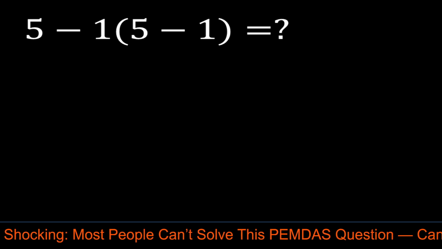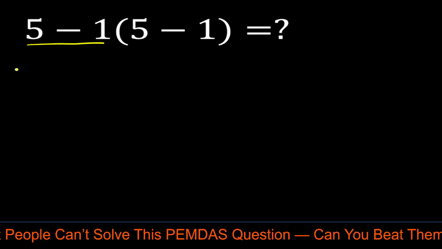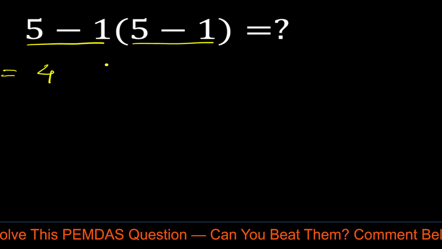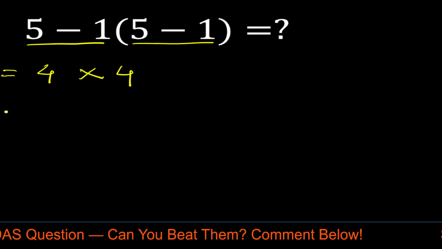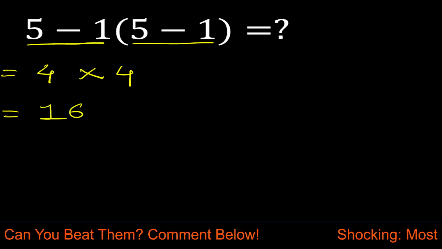So most people solve this question like 5 minus 1. So 5 minus 1 is equal to 4, right? Then again 5 minus 1. So 5 minus 1 is also equal to 4. Now 4 times 4. So 4 times 4 is equal to 16, right?